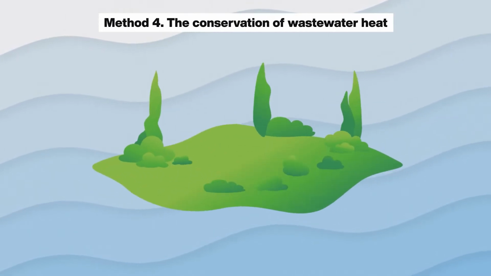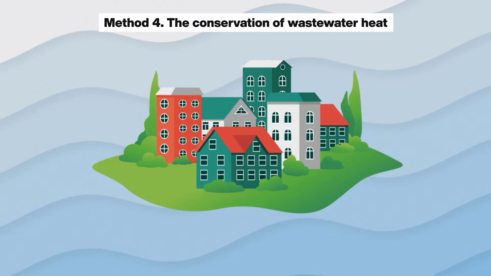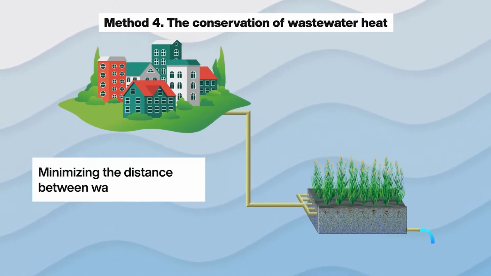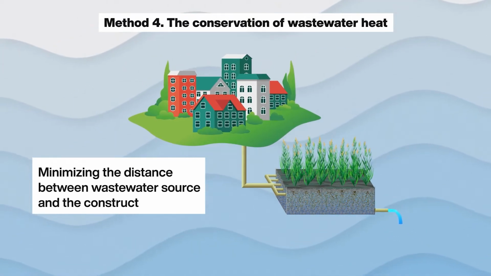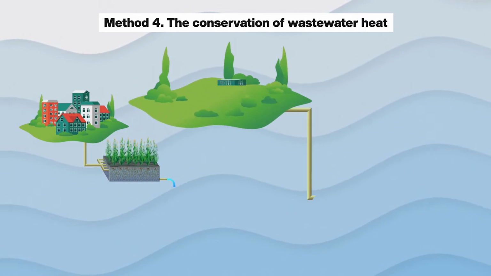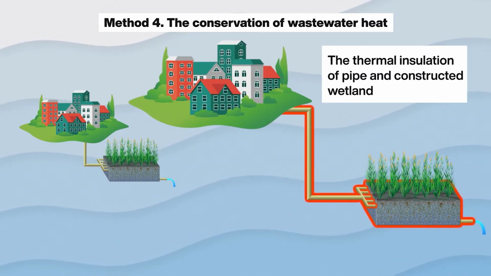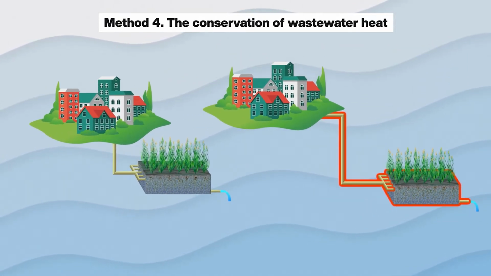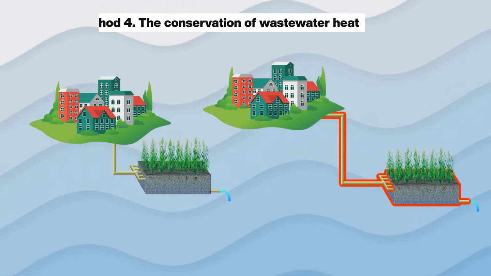And finally, the fourth method is based on wastewater heat conservation. Betsy, what are the ways to conserve heat? There are 2 ways. The first one is to construct a wetland in the closest vicinity to the wastewater source. The second is to insulate the wastewater pipes and wetland walls. And thus, by conserving the heat of the wastewaters, we increase the metabolic rate of bacteria, which treat the water.